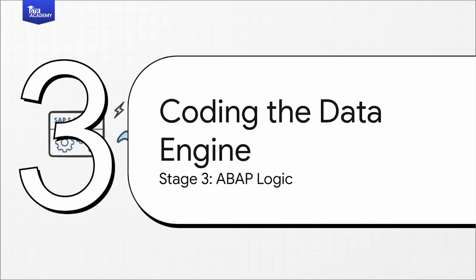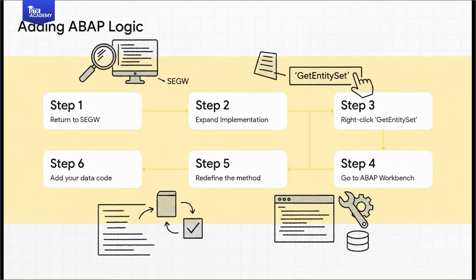So the framework's there, the skeleton is registered, but it's still just an empty shell. It doesn't actually pull any data yet. Now we get to the fun part. We're going to build the engine, the actual ABAP code that goes and fetches our data. So how do we do that? We head right back into our project in SEGW.